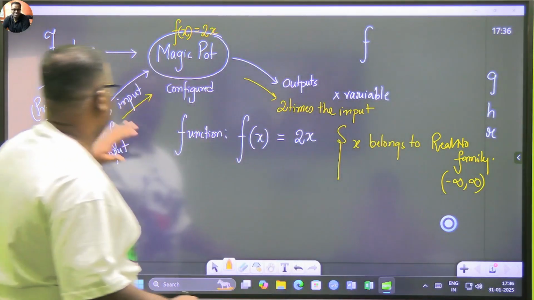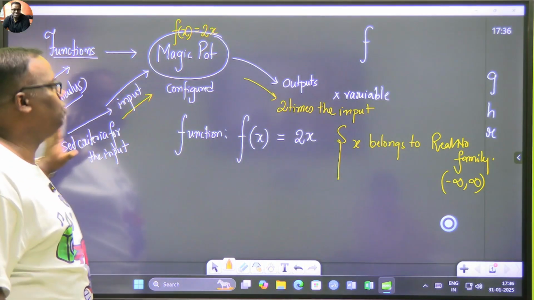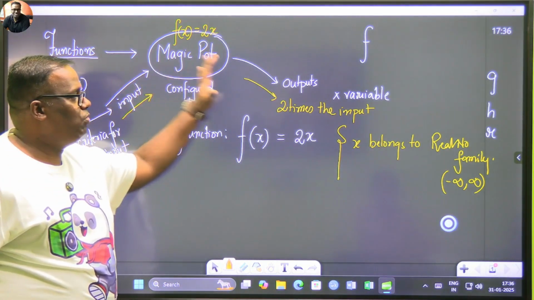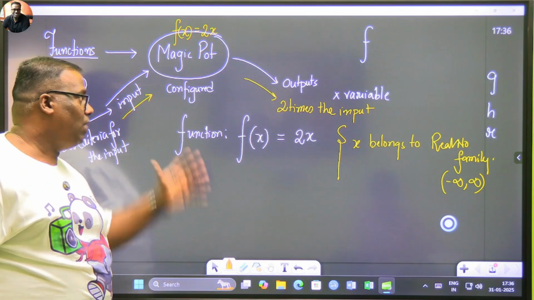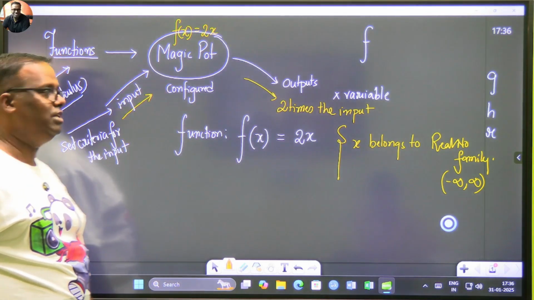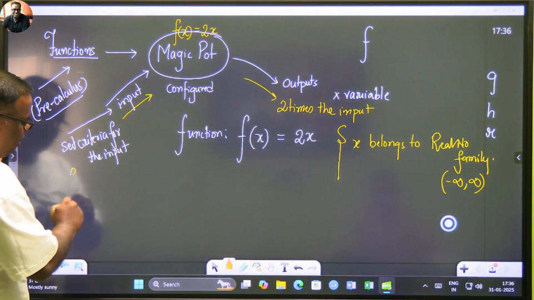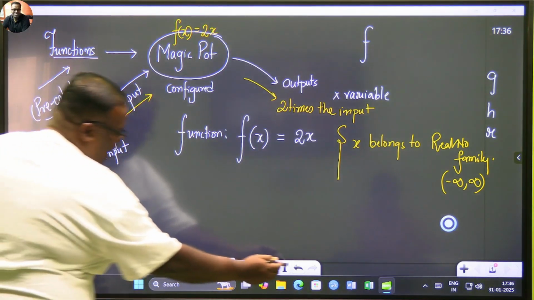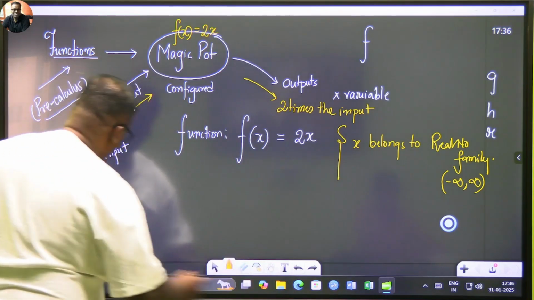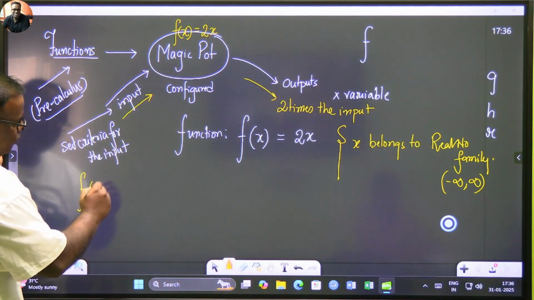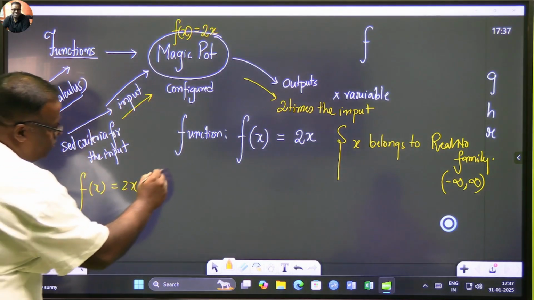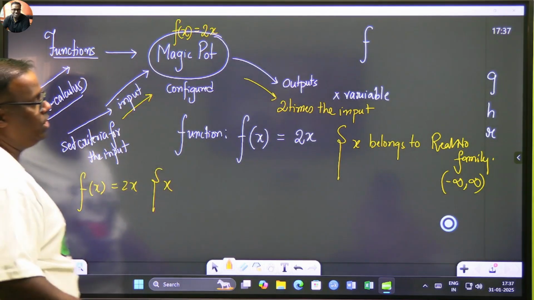So what are we going to input from here? We're going to input any real number. What is the output you will get? 2 times the input. Now I can restrict my input also. I'm defining my function as f of x equal to 2x, where I say x. Now what did I write?